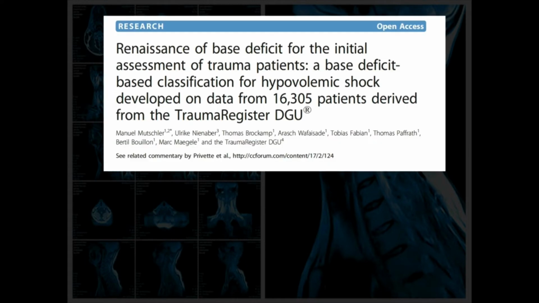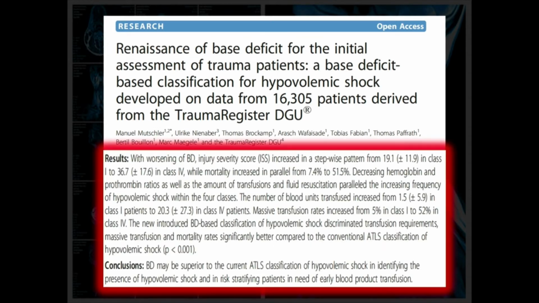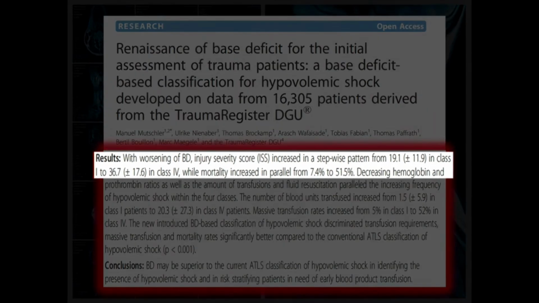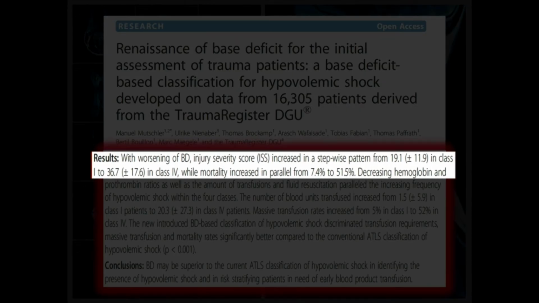When you look at base deficit from the standpoint of research, a base deficit classification for hypovolemic shock was developed on data of 16,000 patients. And really what they looked at was, did it give a prediction? With worsening base deficit, injury severity increased in a stepwise pattern from 19.1 in class 1 to 36.7 in class 4, while mortality increased in parallel from 7.4% to 51.5%. So that is huge.